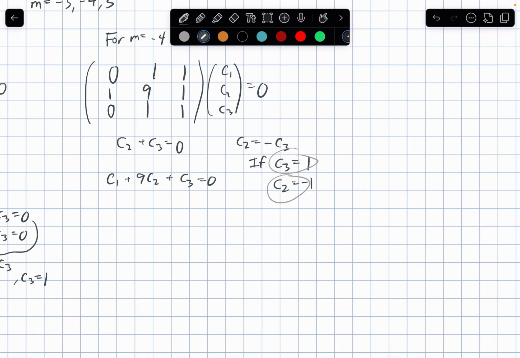Okay? So C2 is negative 1, negative 9 plus 1 equal to 0, C1. Negative 8, C1 is equal to 8. Okay, C is equal to 8, negative 1, 1. Is that the case? Let me confirm if what we're doing is okay so far.